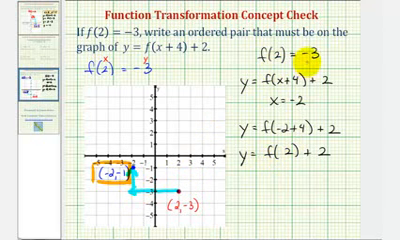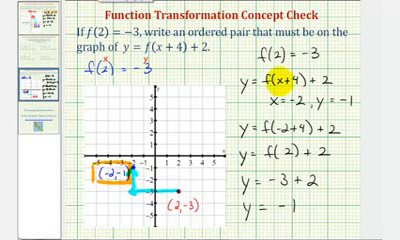And we know f of 2 equals negative 3, so this leaves us with y equals negative 3 plus 2. So notice how this plus 2 adds 2 to the y coordinate of the original point, shifting the point up 2 units. And negative 3 plus 2 is negative 1. So if x is negative 2, then y must be negative 1.